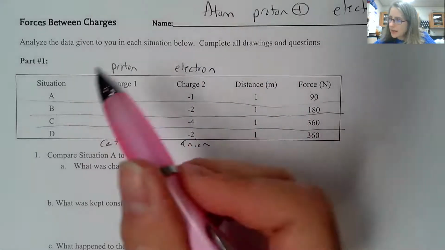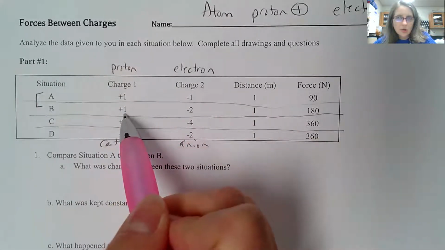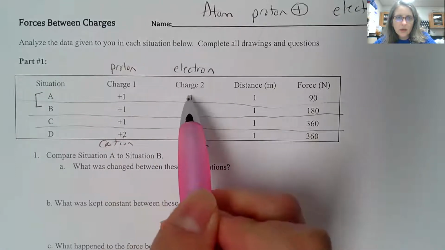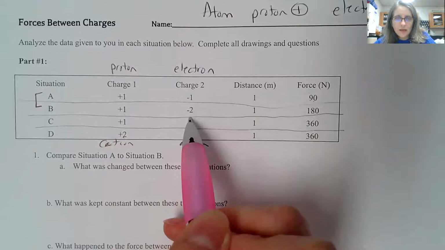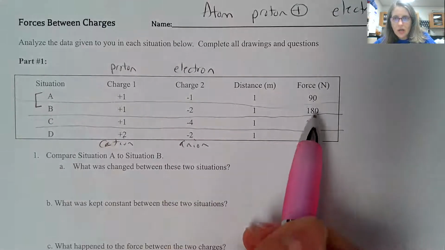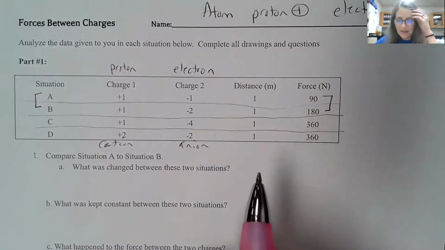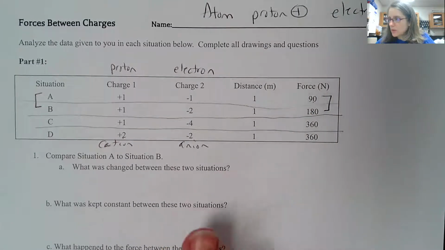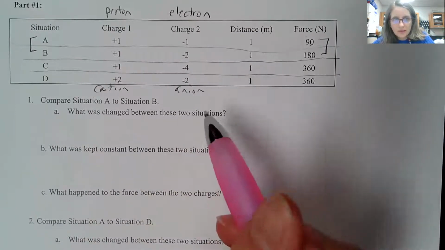So I'm going to look at situation A versus situation B, and I'm going to see that my charge in situation A to B is +1. Charge 2 is going from -1 to -2. So essentially what is happening is I am doubling the charge. And I want to take a look at what is happening to force. So force is going from 90 to 180. So what we're going to be doing is writing some statements or making some observations about this data.